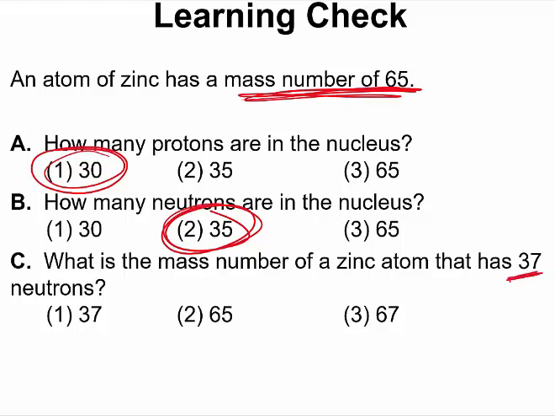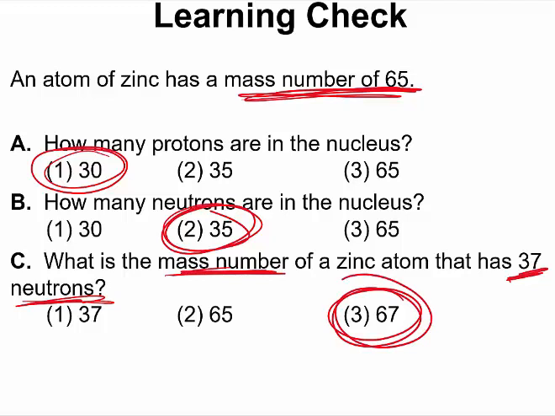What is the mass number of a zinc atom that has 37 neutrons? Now this question is having a different twist. We have 37 neutrons. So 37 plus the number of protons will give us the mass number, and that is going to give us 67. So play with this and work on the worksheets that I've uploaded on eCampus.